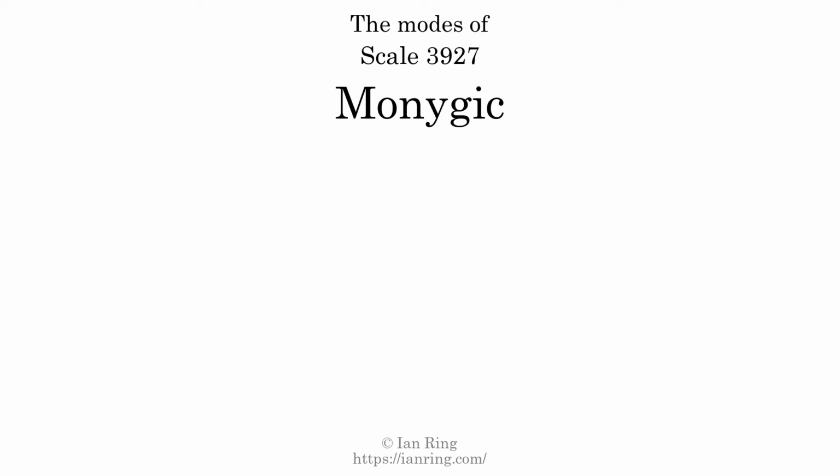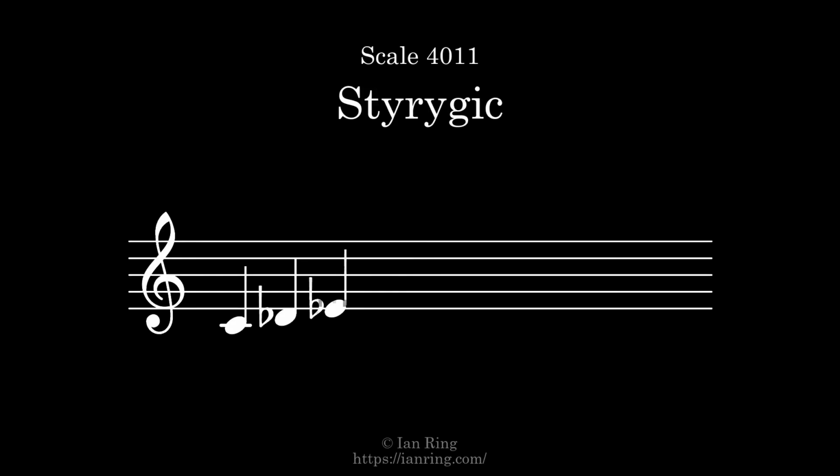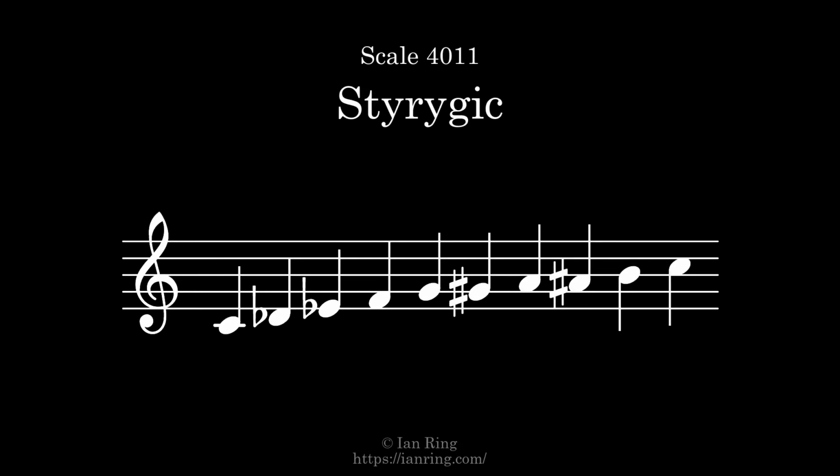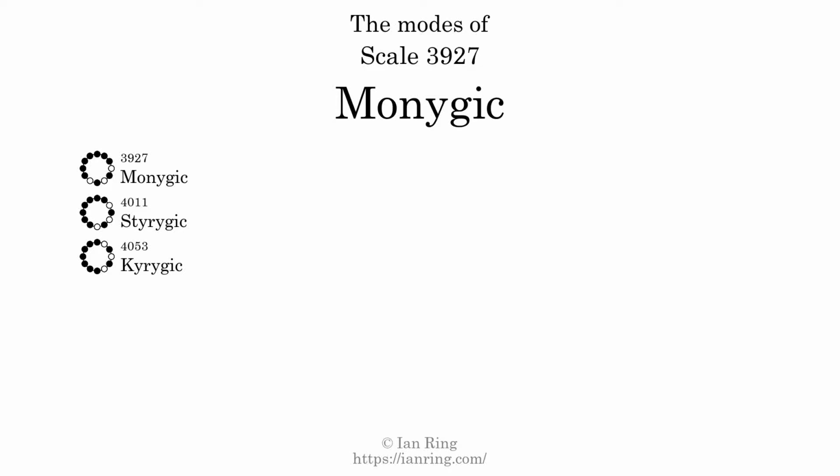This scale has 9 modes. The first mode is itself. The second mode is scale 4011, also known as styragic. It sounds like this. The third mode is scale 4053, also known as chiragic. It sounds like this.